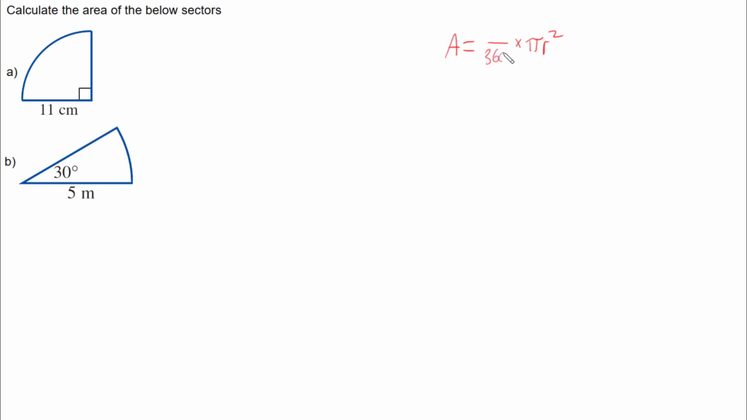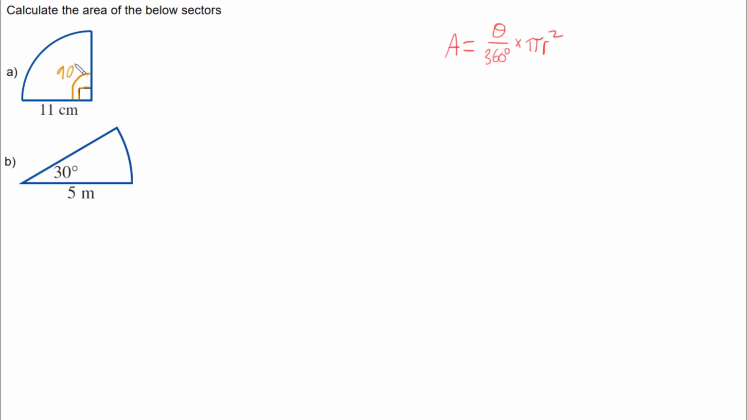Now, a full circle is 360 degrees, so we're going to take the angle of our sector divided by 360 degrees. That'll give us the fraction of the circle we have, times by pi r squared, and we've got our area. So doing that for part A, my angle would be this angle here, which is the angle of my sector, but it's marked simply with this right angle marking here.